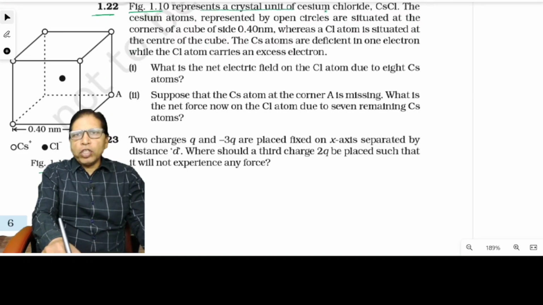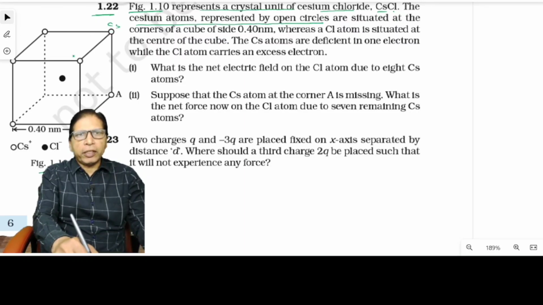This represents a crystal unit of cesium chloride, CsCl. The cesium atom is represented by the open circle. Look at this, this is the open circle. This is the cesium atom.